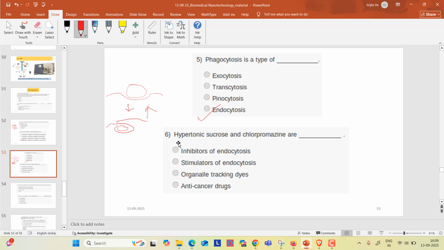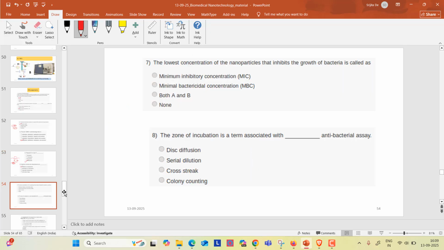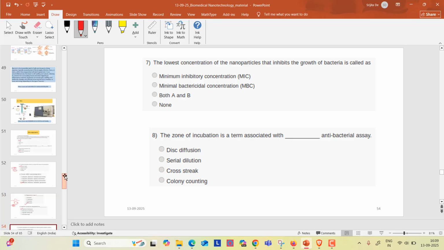Next question: hypertonic sucrose and chlorpromazine are inhibitors of endocytosis. This is just information. When we go through the lectures, you will find these are inhibitors of endocytosis. Okay, we'll come back to this question later. Let's study something else.